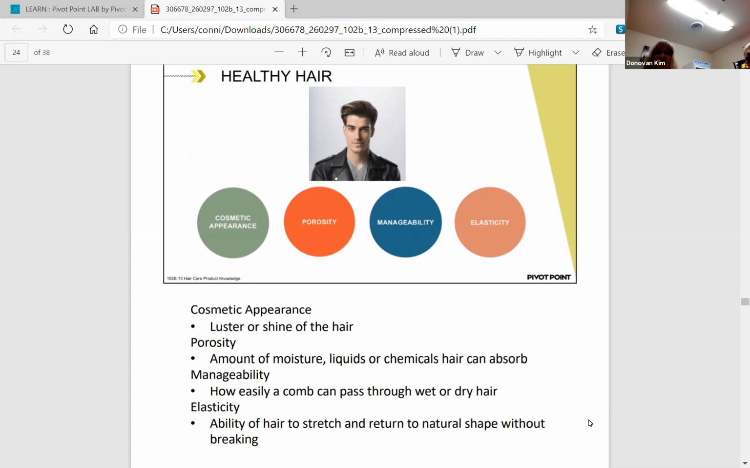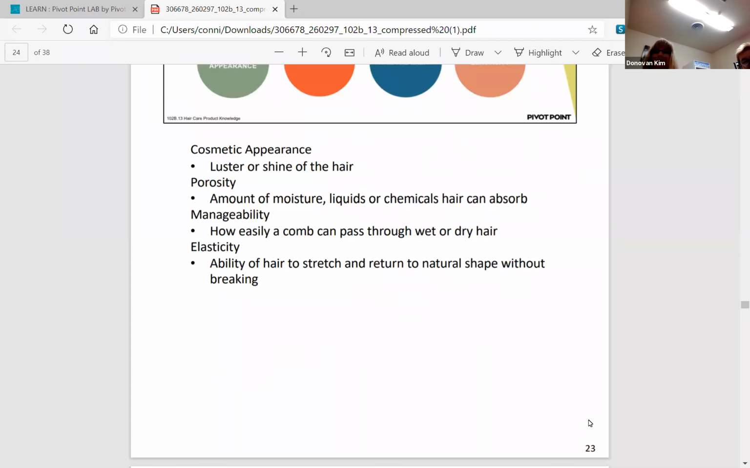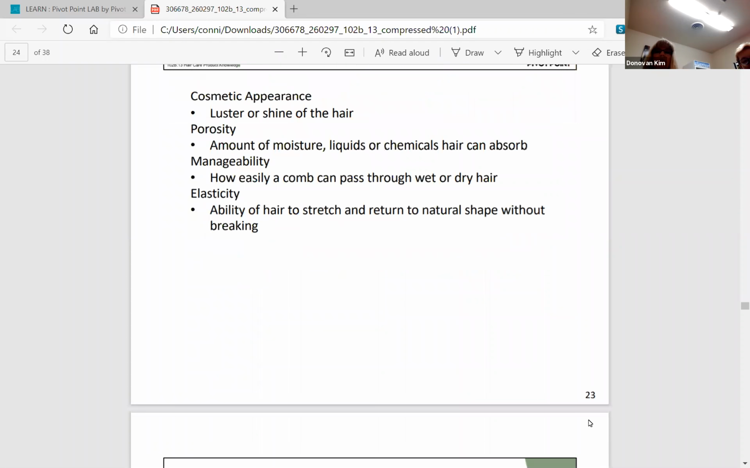Your porosity is the amount of moisture or liquids your hair can absorb. Your manageability is how easy a comb can pass through wet or dry hair. And elasticity is the ability of your hair to stretch and return. You need to know these. These are mandatory definitions.